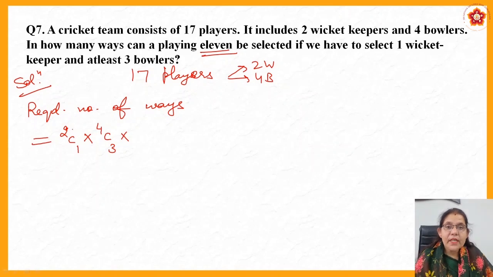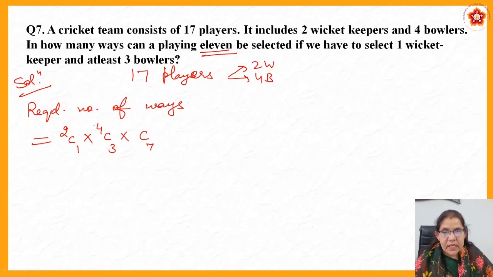Now how many more players do we have to choose? We have chosen 1 wicket keeper and we have chosen 3 bowlers. So 4 people we have selected. Total players need to be 11. So how many more have to be selected? We have to select 7 more, and out of how many do we have to select?